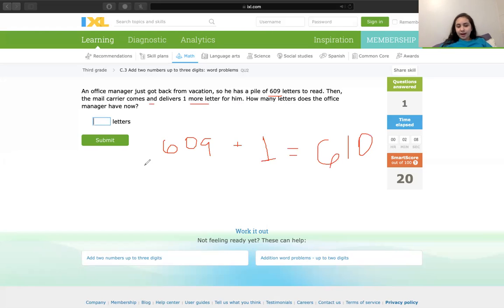Now you can do this with a calculator or manually, just 609 plus 1. And 9 plus 1 is 10. So the 0 goes here and the 1 goes here. 1 plus 0 is 1, and then you bring the 6 down. 610.